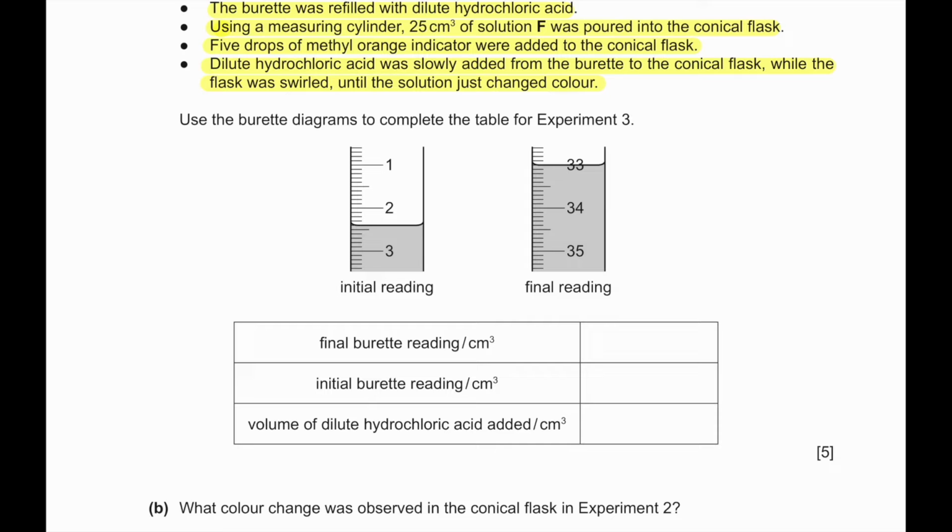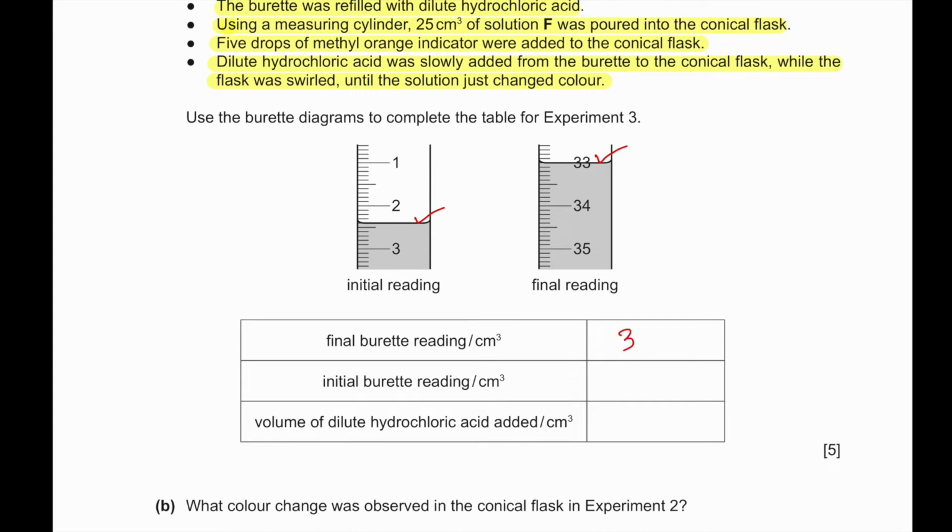The initial reading is 2.4 cm³, and the final reading is 33 cm³. So final reading 33.0 and initial reading 2.4.